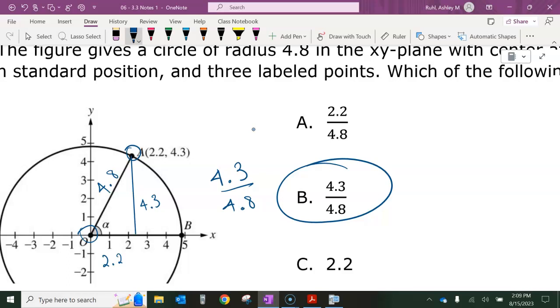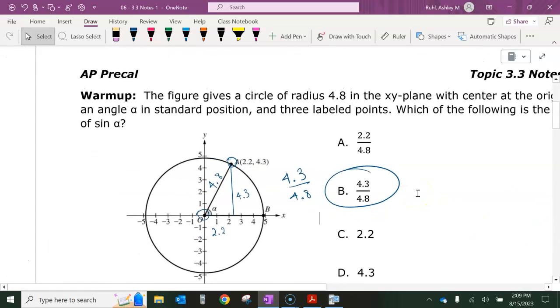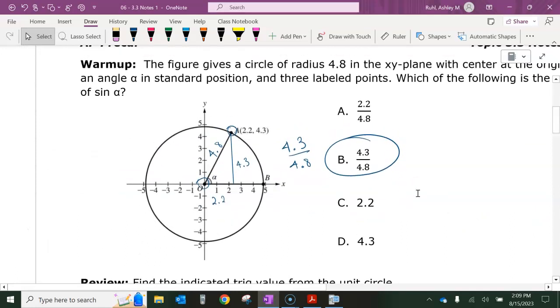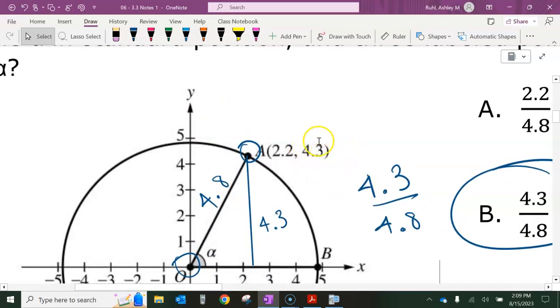I would also double check and make sure that none of the other answers are a possible choice, and none of them are. A common mistake here would be going ahead and selecting 4.3 or option D here as what is your sine value, simply because we have learned that our y coordinate on our unit circle is our sine value, right? We know that x is cosine, y is sine. And so if we do that, then we have a radius of 1. This one has a radius of 4.8, so I can't just use the y value because that only works when the radius is 1.